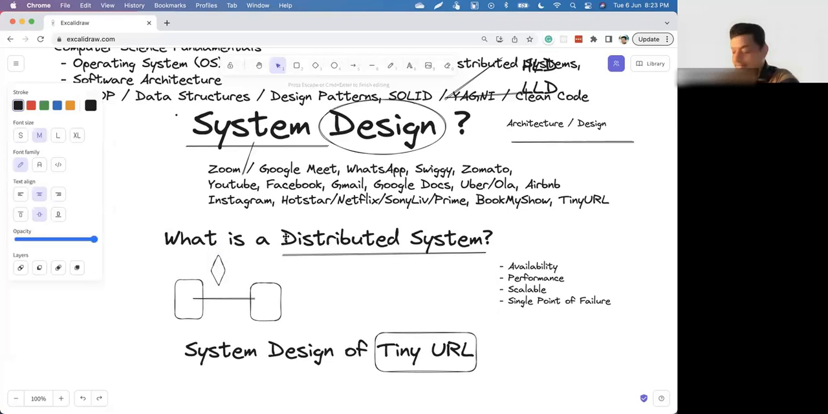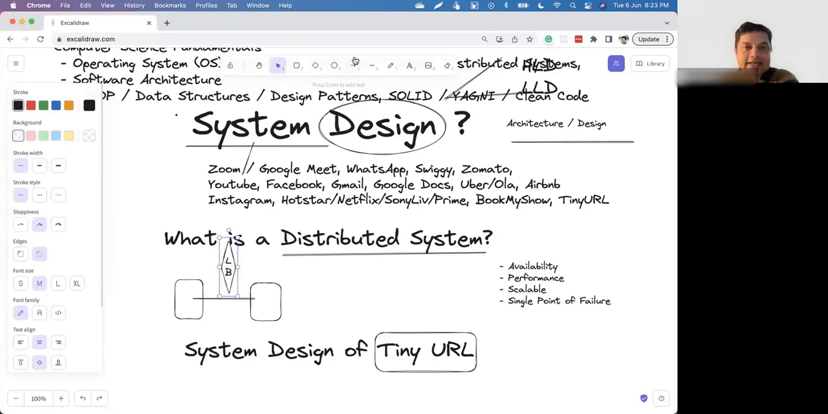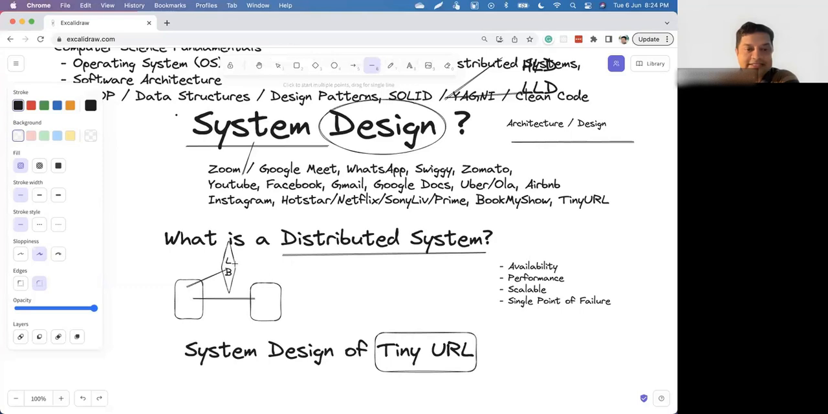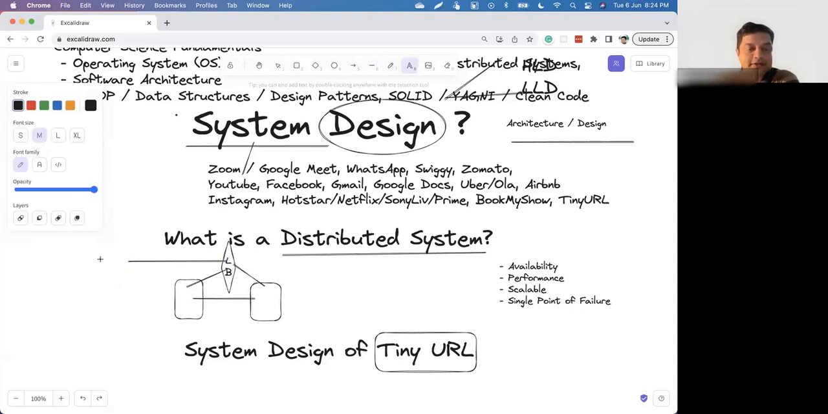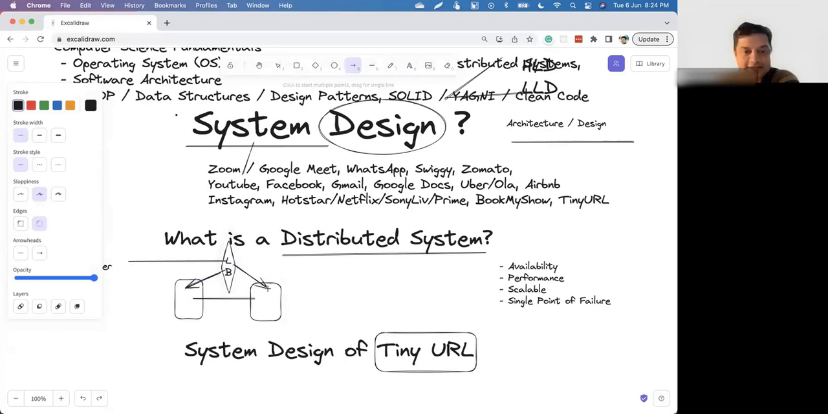So let me call it LB, right? If I put a load balancer, I can distribute the traffic to these servers, right? Two servers. And these are the requests coming from the user. So here you have the user request, right? And then when the request comes, you can distribute it between two nodes. Either this call can go here or this call can go here, right?